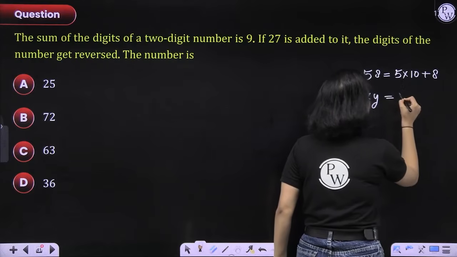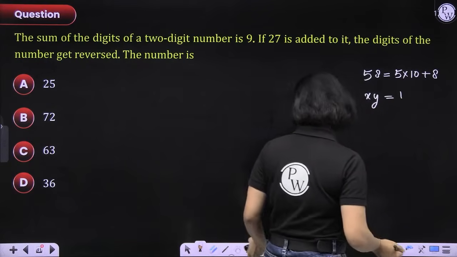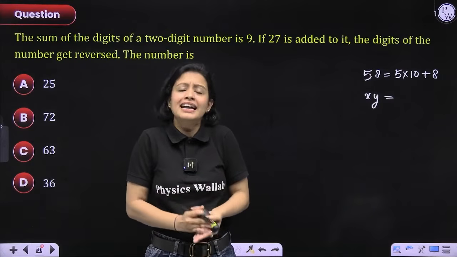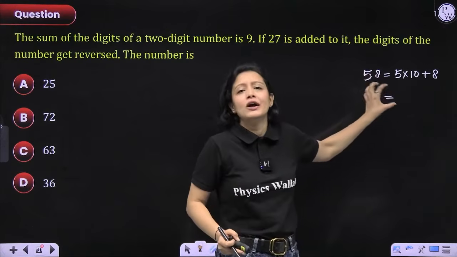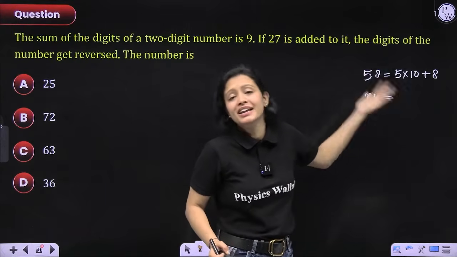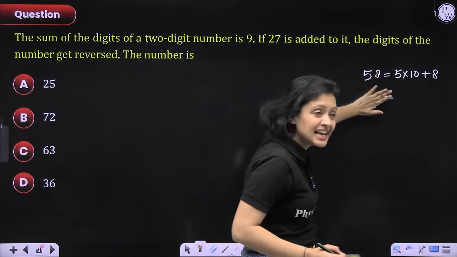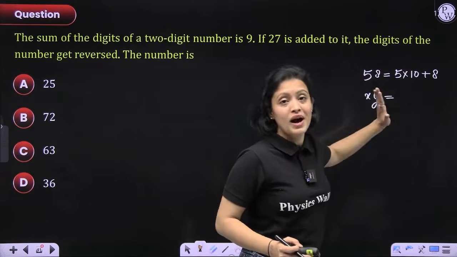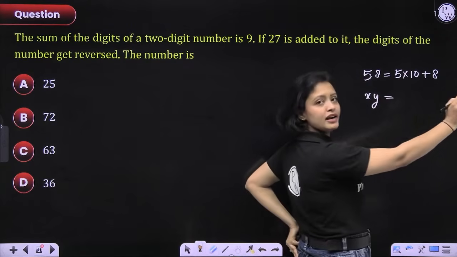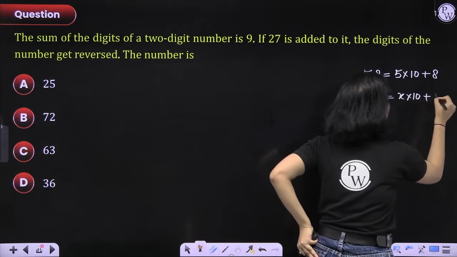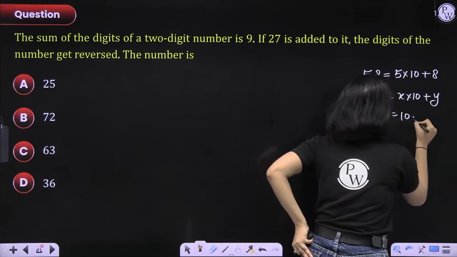So actually the number originally would be written how? Because you can't write it as x into y. X, y means x into y, right? That's why you can't write the number as x into y originally. That would be incorrect. So how will you write a 2-digit number with tens digit x and ones digit y? You will write it in expanded form. That would be x into 10 plus unit digit y, that is 10x plus y.